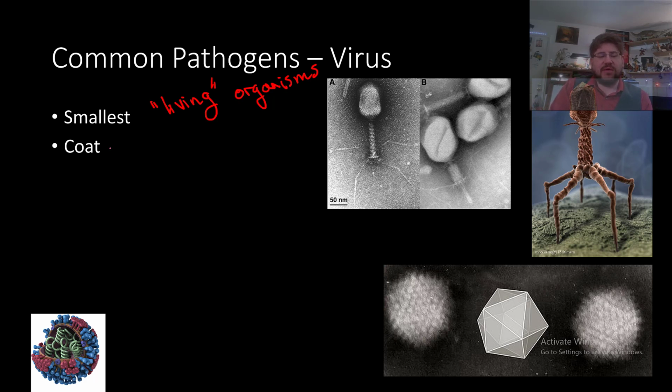They consist of a little protein coat, or protein shell, which is what's visible here. All this visible stuff in this electron micrograph is the protein coat or protein shell. That's all just protein.